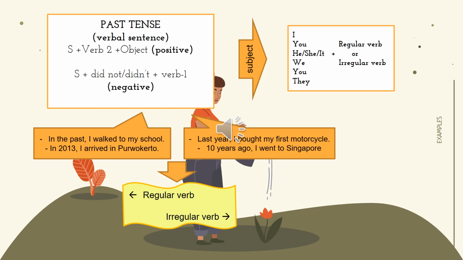Now, take a look at the example of the sentence. In the past, I walked to my school. In 2013, I arrived in Purwokerto. Here, walk and arrive are an example of regular verbs. The next example, last year, I bought my first motorcycle. 10 years ago, I went to Singapore. Here, bought and went are an example of irregular verbs.